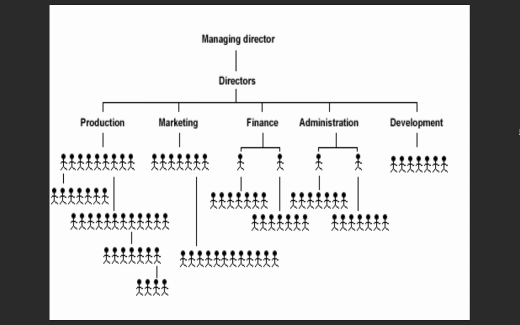Next, we have a span of control, which refers to the number of subordinates that a manager or supervisor can directly control. This number varies with the type of work. So if the work is complex, less numbers, and if not, then you could handle more. As you can see here, there's a managing director, and the directors are below that. And these directors manage all of the people under production, marketing, finance, administration, and development.